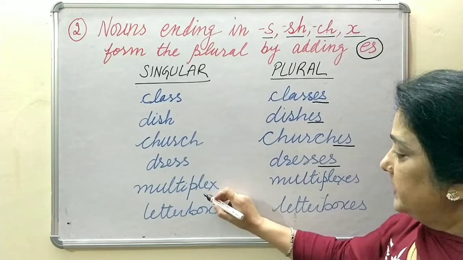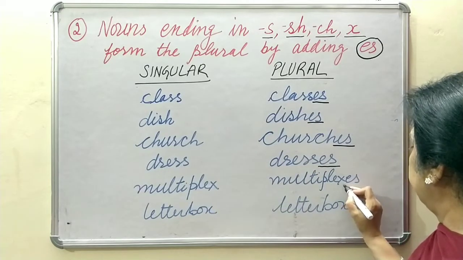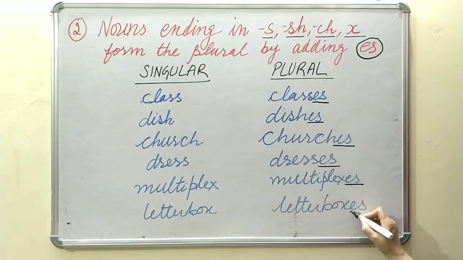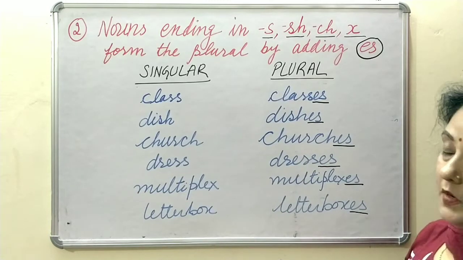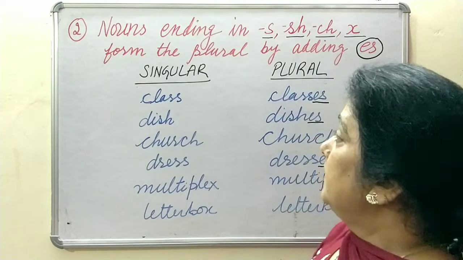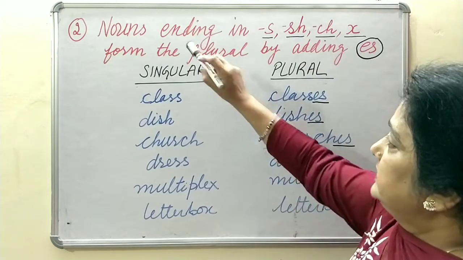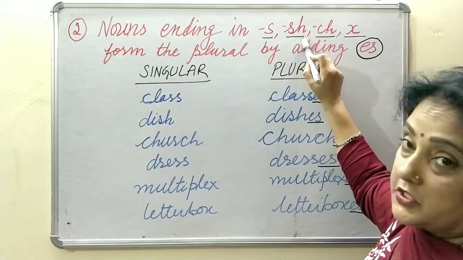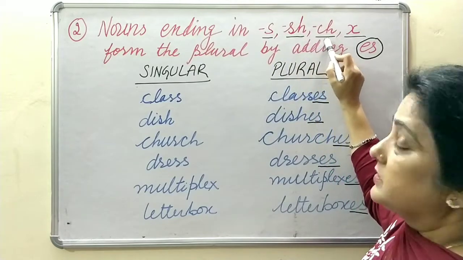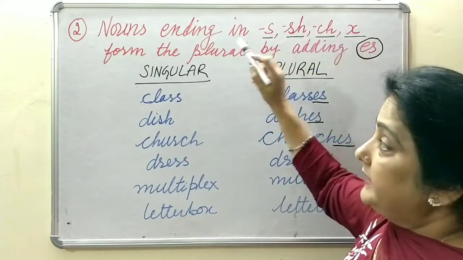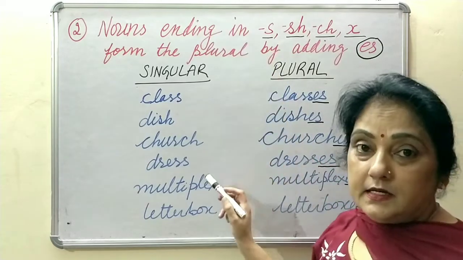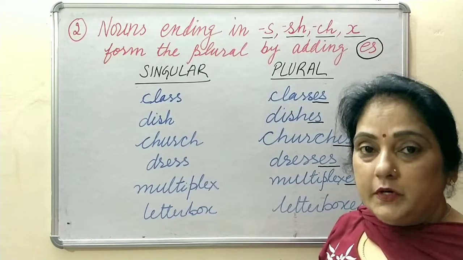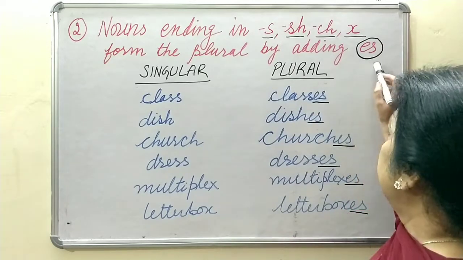Multiplex. Multiplexes. Letterbox. Letterboxes. ES. Now what we have learnt? Whenever there is S, SH, CH or X at the end of a singular noun, we form the plural by adding ES.